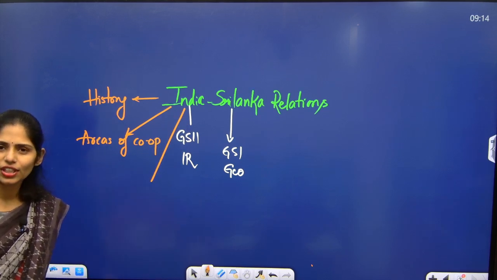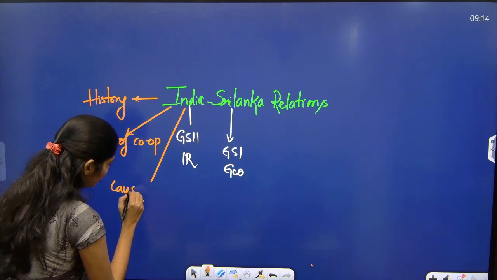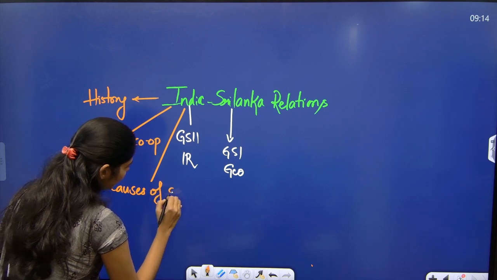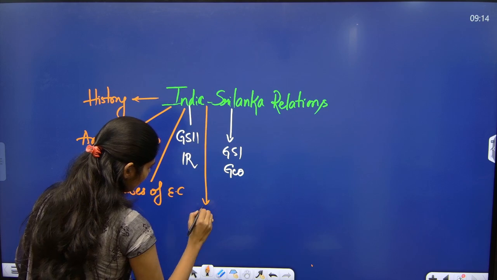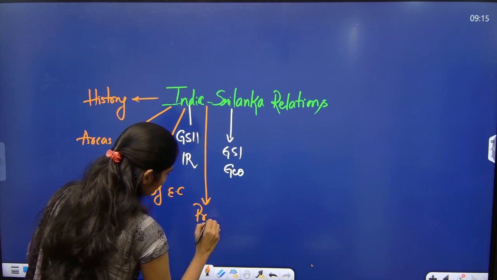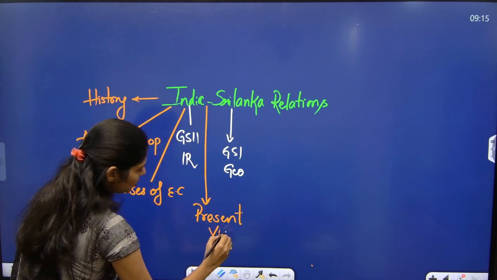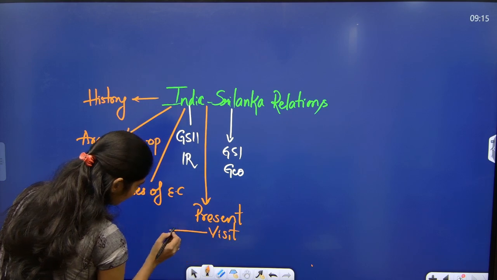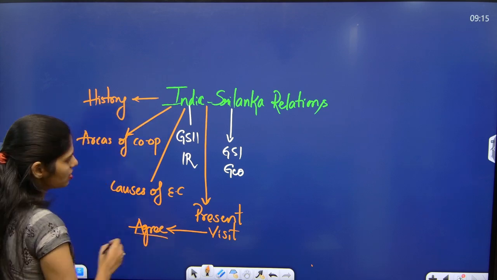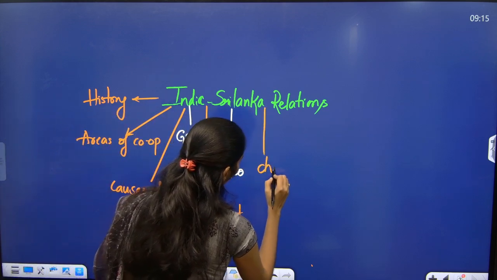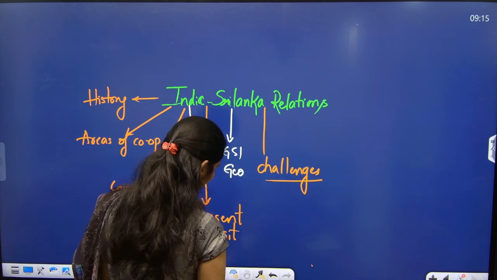And recently Sri Lanka is in economic crisis, right? So you have to see what are the causes of the economic crisis in Sri Lanka. And next you have to see about the present visit. So what are the things that they are going to talk about in this present visit? And in this present visit, if they are making any agreements, you have to see about those agreements. And next you have to see what are the challenges in India-Sri Lanka relations.